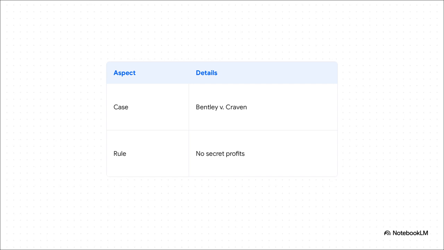In Bentley v. Craven, the brief background is that a partner was tasked with buying sugar for the firm, but instead of sourcing it externally, he secretly sold his own personal sugar inventory to the firm at a huge markup, pocketing a hidden profit. The court's final verdict was absolute. A partner must account for that profit to the firm. This case is the ultimate proof that secret profits absolutely destroy the mutual trust required under Section 9.